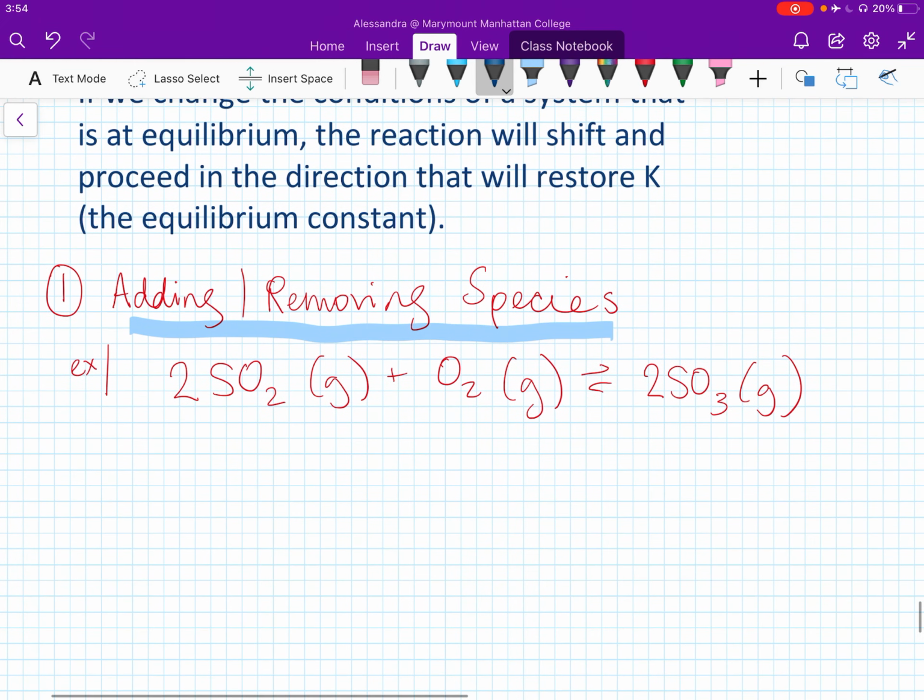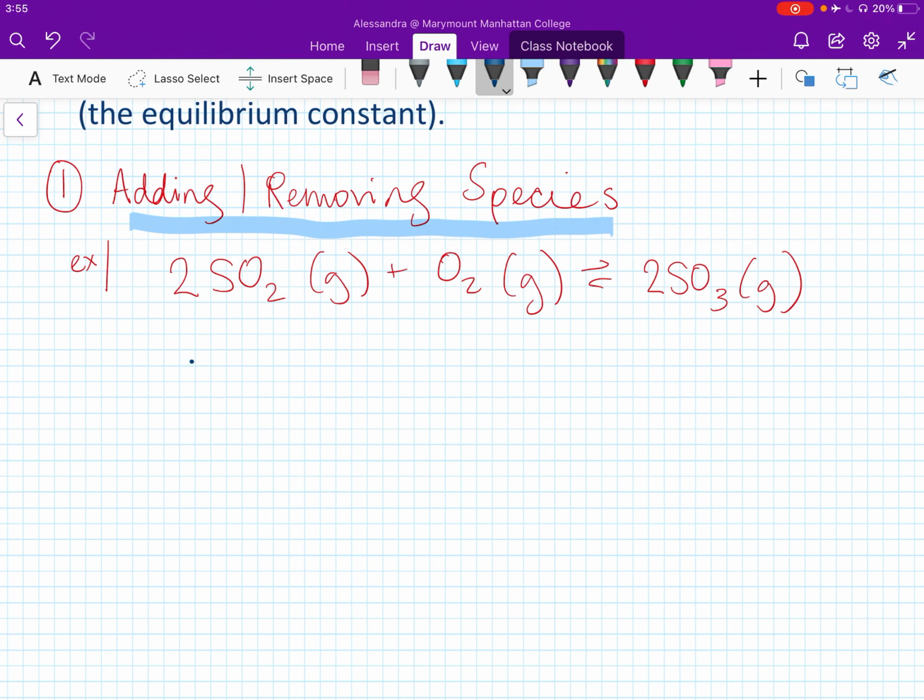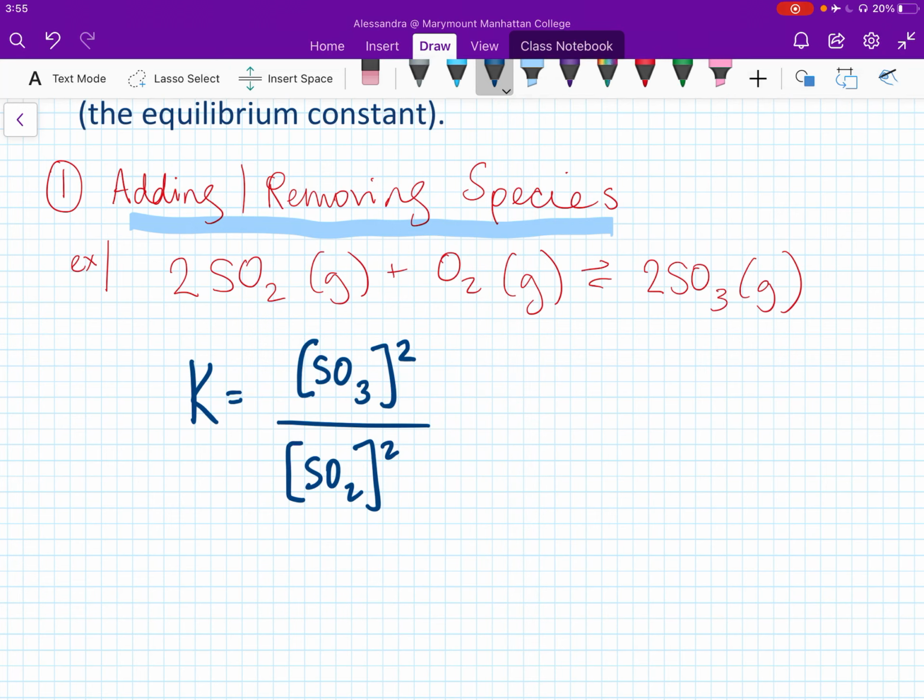Now let's write a K for this reaction. You should be able by now to write an expression for K for any reaction. These are all gas phase species, so they're all appearing in the K. I have SO3 squared in the numerator and SO2 squared in the denominator multiplied by O2. So concentrations of all these things. Now remember, K is an equilibrium constant, so this ratio is constant if we have a system at equilibrium.